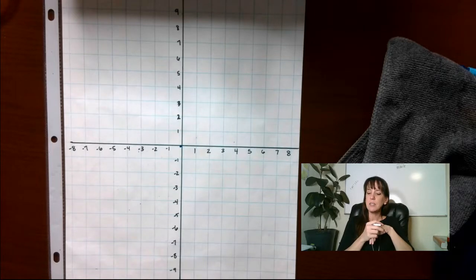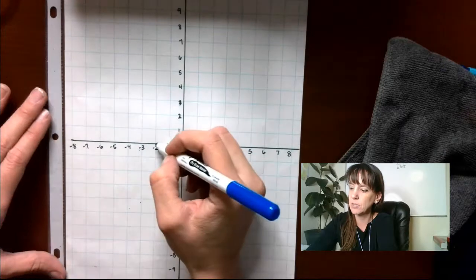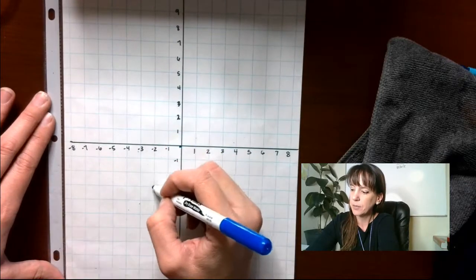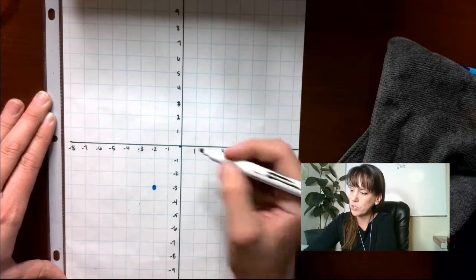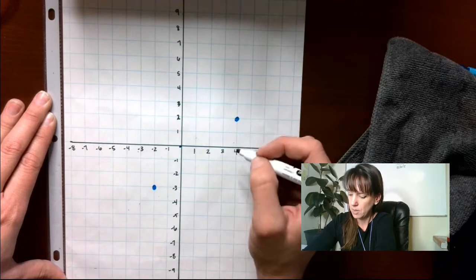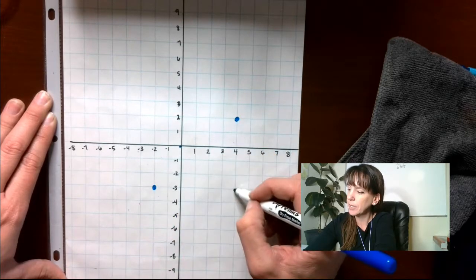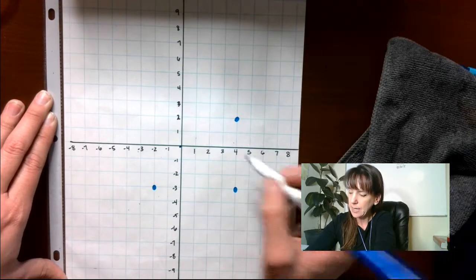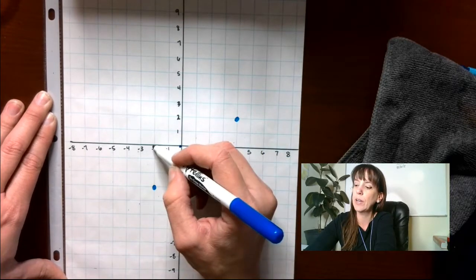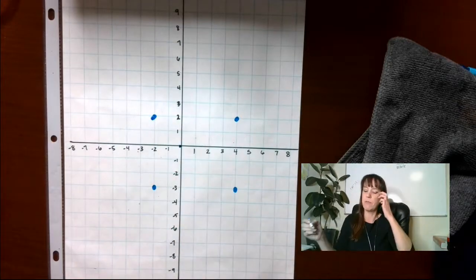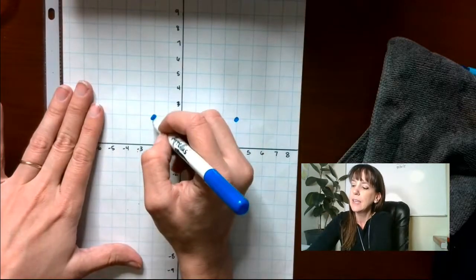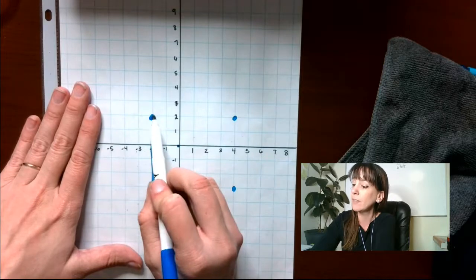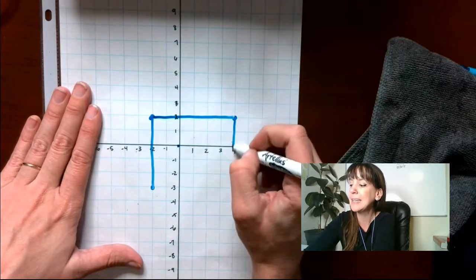The vertices of a rectangle are -2, 3. So let's do this. Over -2, down 3. 4, 2. Over 4, up 2. 4, -3, which goes right here. Over 4, down -3. And then -2, 2. So over -2, up 2. So here are the 4 vertices of our rectangle. In the example on page 125, it's now asking you to find the perimeter and the area.